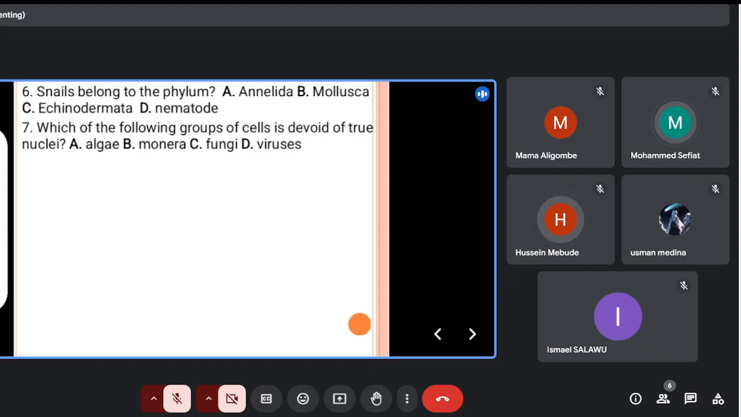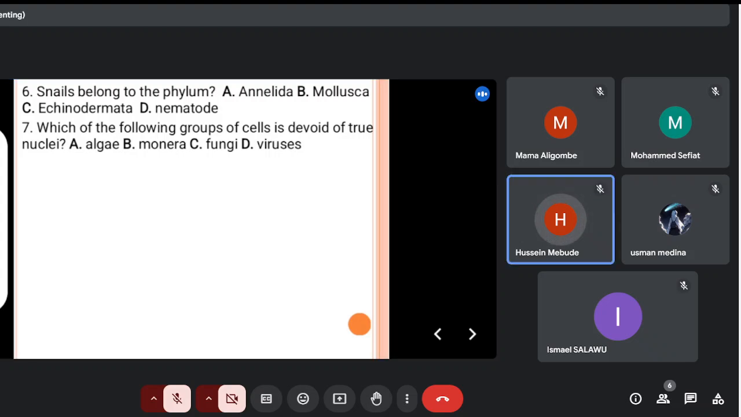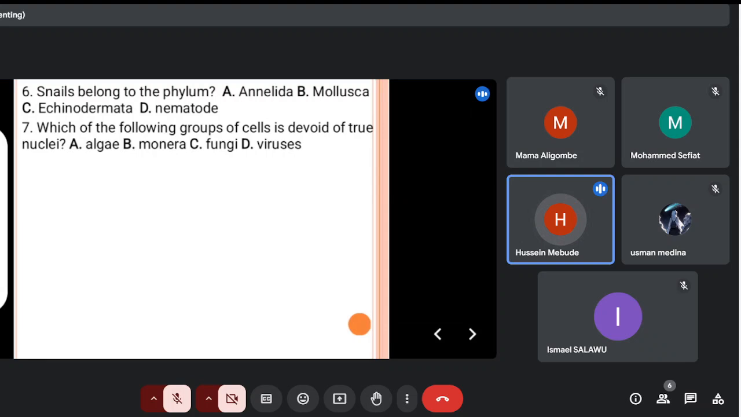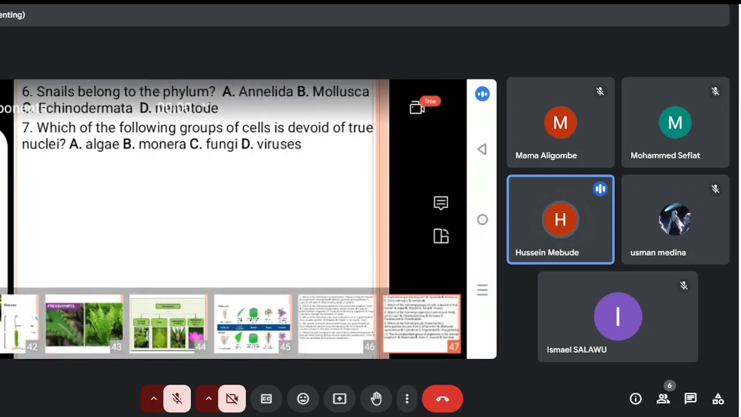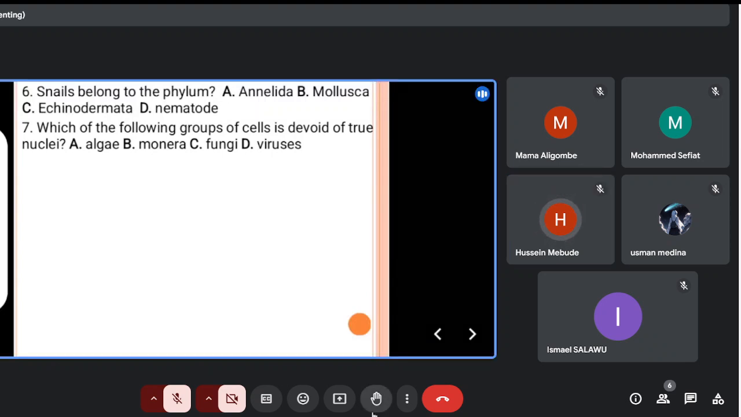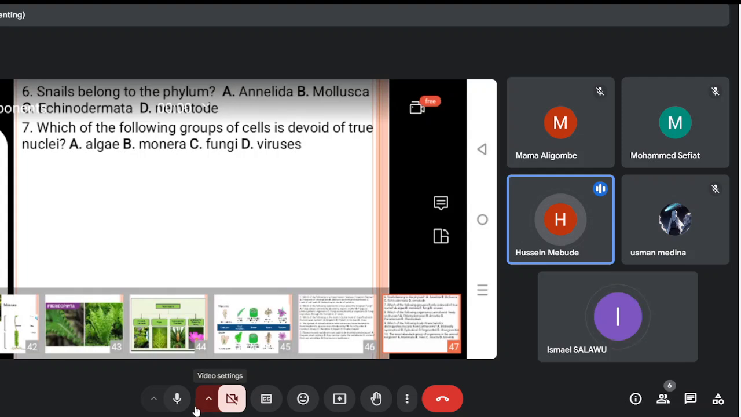Which of these groups of organisms has a cell that is devoid of a true nucleus? Hussein? I can't even tell if it is Dean's mic or Hussein's mic that is making the most noise. Hussein, are you still with us? I think he has issues with his network.